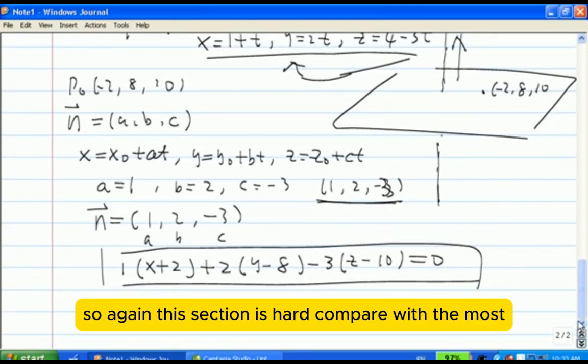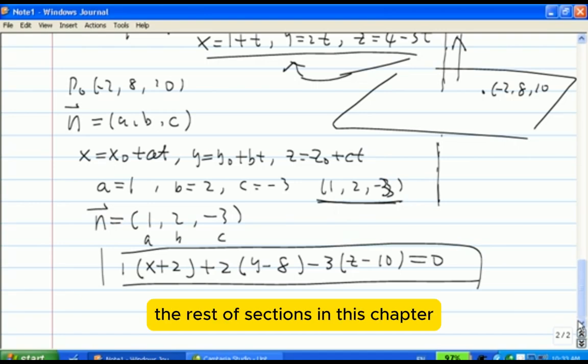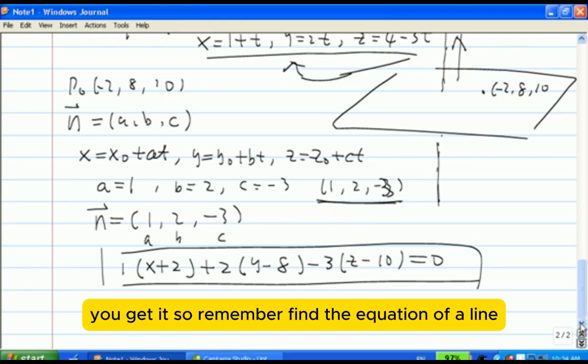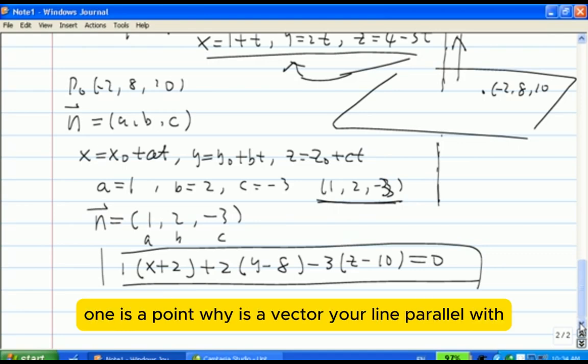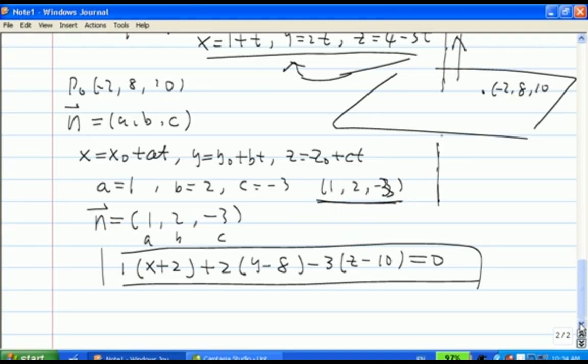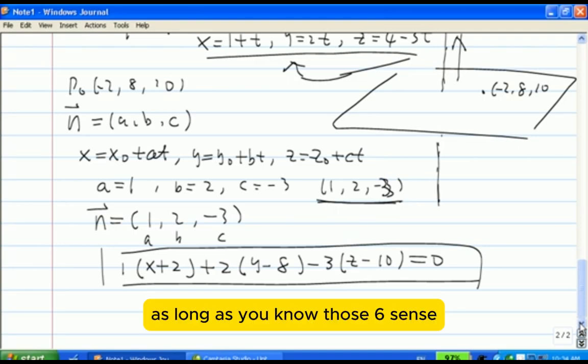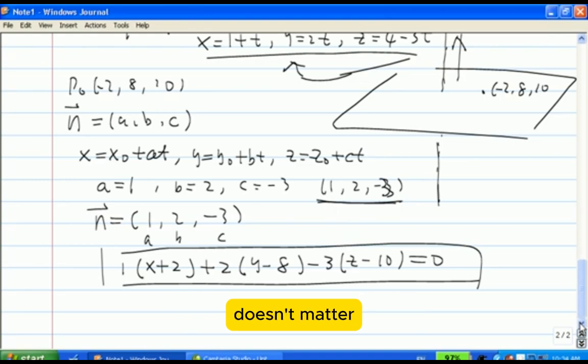So again, this section is hard compared with the rest of the sections in this chapter. You need to do a lot of thinking. It's not like you plug things into a formula and you get it. So remember, to find the equation of a line you need to know two things: one is the point, and one is the vector your line is parallel with. As long as you know those things, you can find your equation. Always concentrate on those, no matter what the problem is.